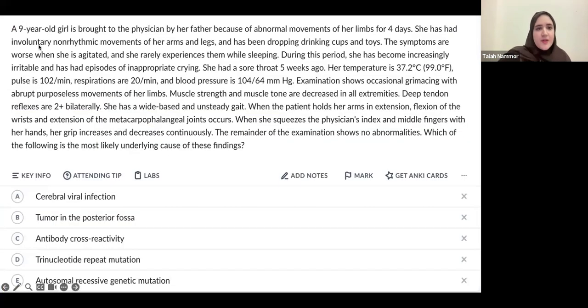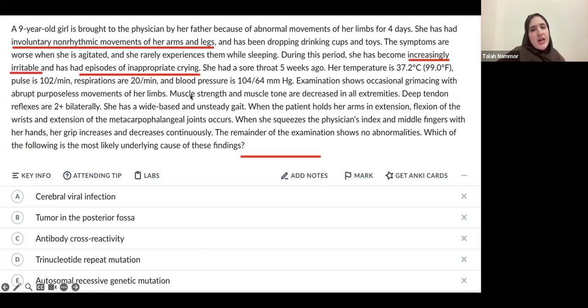Slay, guys. Tamam. A 9-year-old girl, so she's young, okay, is brought to the physician by her father because of abnormal movements of her limbs for 4 days. She has involuntary non-rhythmic movements of her arms and legs. What do we call this? Chorea. Right. The symptoms are worse when she's agitated, and she rarely experiences them while sleeping. During this period, she became increasingly irritable and has episodes of inappropriate crying. She had a sore throat 5 weeks ago, and now she just has those abrupt purposeless movements, which is the chorea that we talked about.